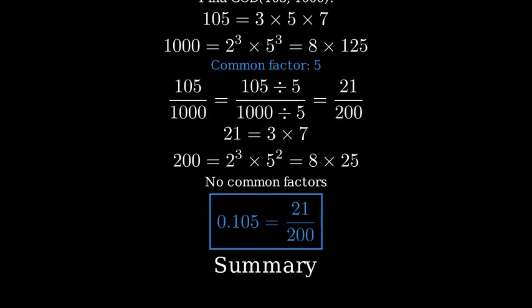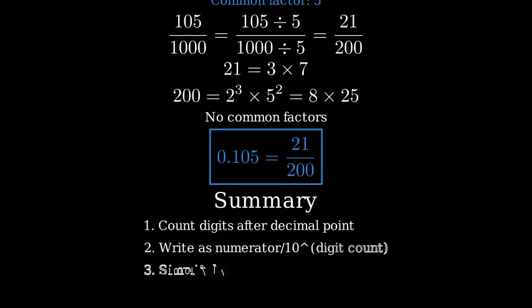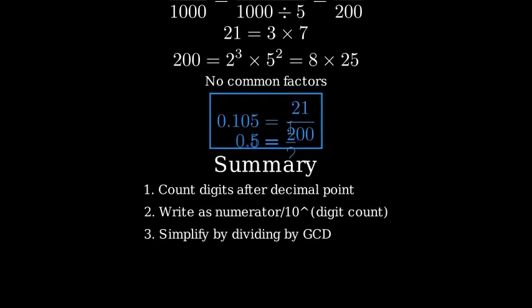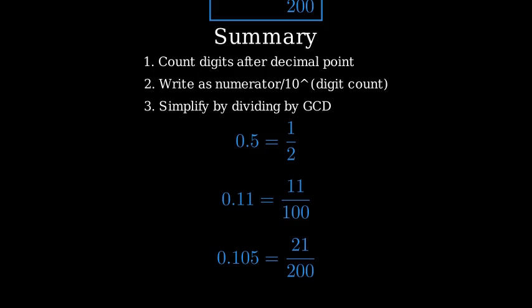Let's summarize what we've learned about converting decimals to fractions. First, we identify the number of digits after the decimal point and use that to determine the power of 10 for our denominator. Then, we write the decimal as a fraction with the digits after the decimal point as the numerator. Finally, we simplify the fraction by finding the greatest common divisor of the numerator and denominator and dividing both by that GCD. Here's a quick review of the examples we covered.